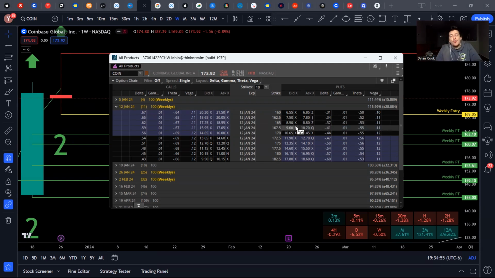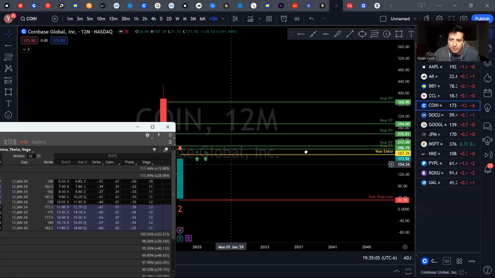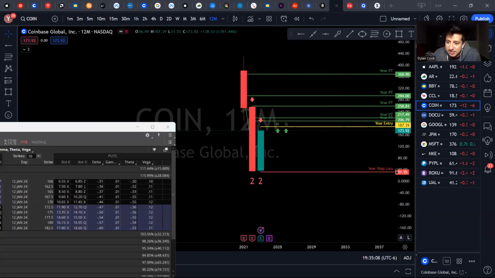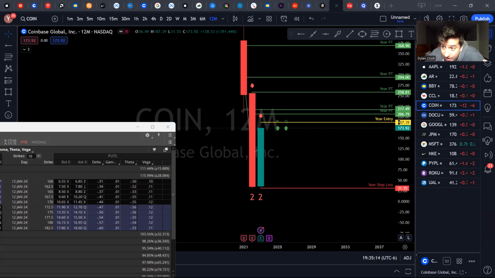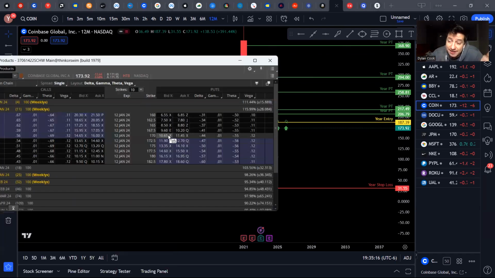Now, hey, Coinbase is just expensive now. It didn't used to be, but look at the yearly. Look at what happened. It wasn't expensive when it was all the way down here, 30 bucks a contract at the beginning of 2022, but now it's $187 a contract. And it is showing that in these contract prices.